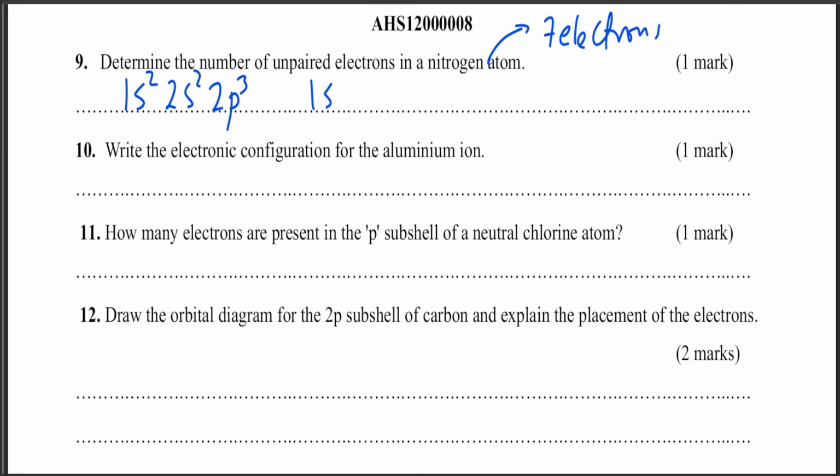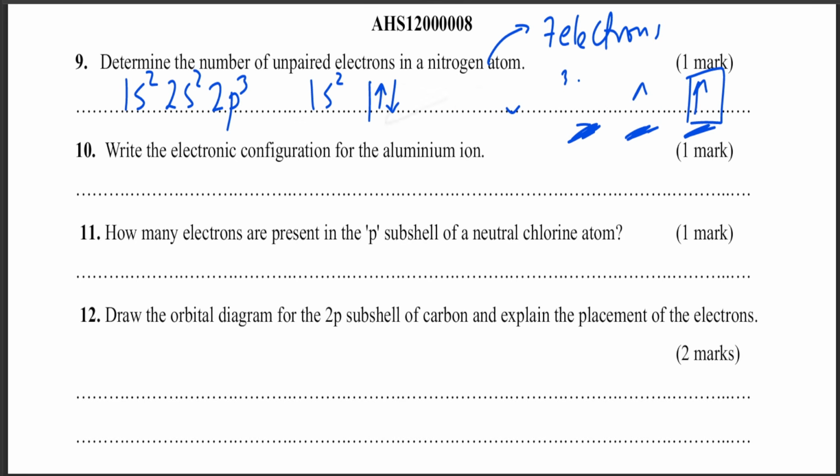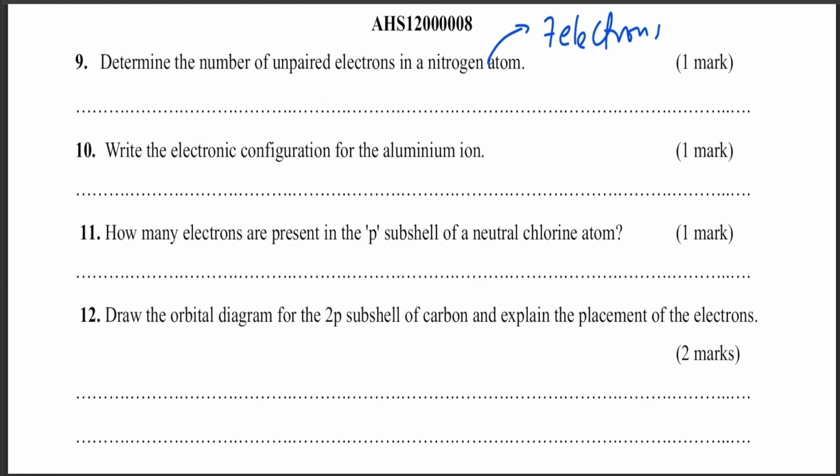So for the 1s2 ukichora diagram yake tayari ishakuwa filled. For the 2s2 diagram yake pia ishakuwa filled. For the 2p3 sawa, the 2p3 haijakuwa filled kwa sababu iko na 3 boxes, so lazima uende step by step, 1 2 na 3. So hii iko na ndio tunaita unpaired. So it has how many unpaired electrons? 3. So the answer is basically 3. Hopefully that answers our question, and the answer nimeelezea pia. So 3 unpaired electrons.